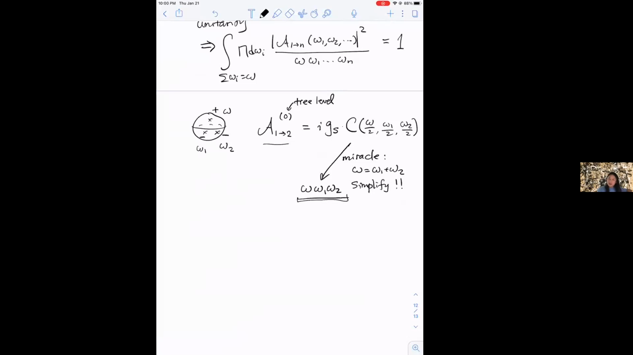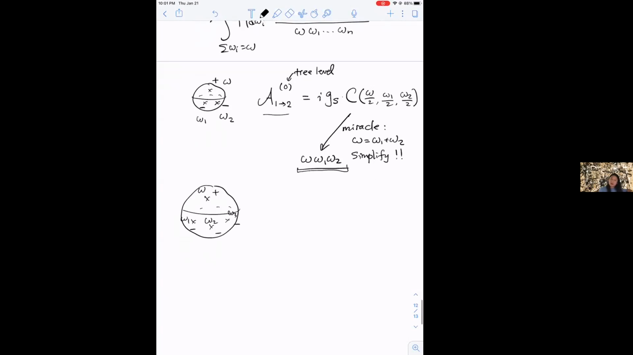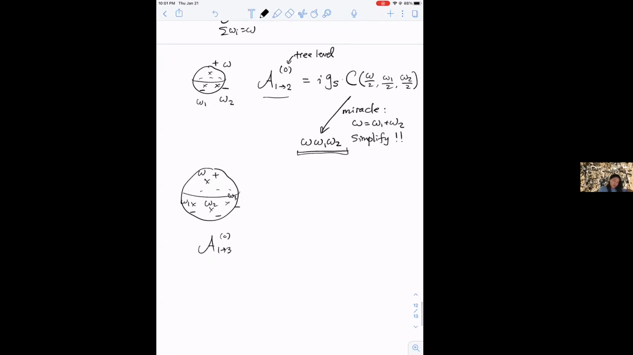Next, let me discuss the four-point amplitude. We can talk about either 1 to 3 or 2 to 2. Let me start with this 1 to 3, which is a little simpler to discuss. So we have some omega, omega 1, omega 2, omega 3. So if you use the usual, okay, so how do you compute this? Well, if you use the usual prescription.